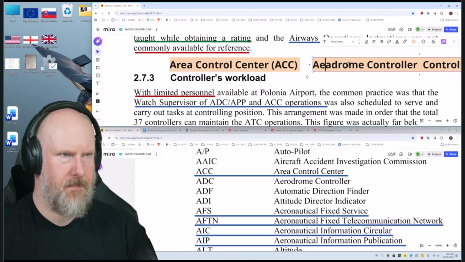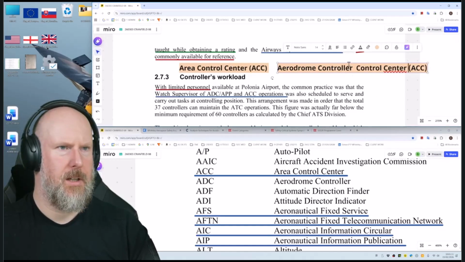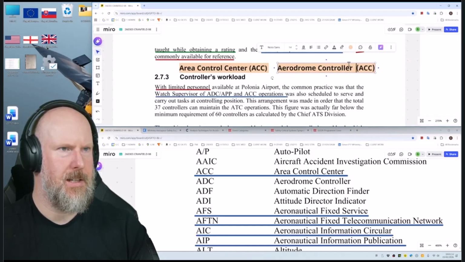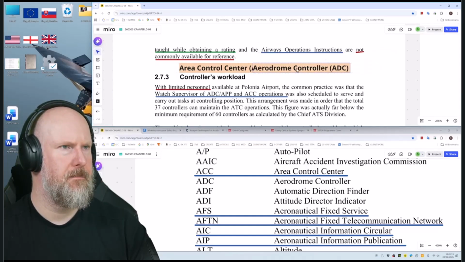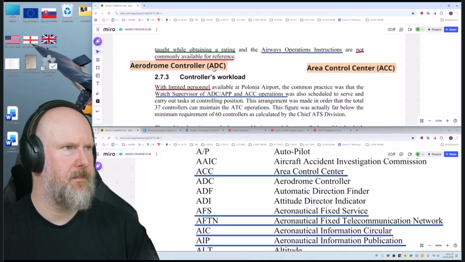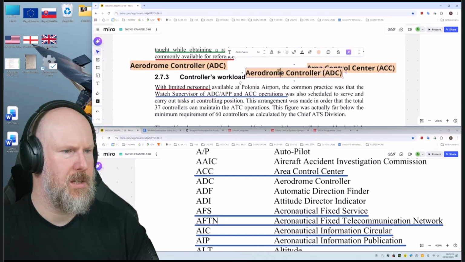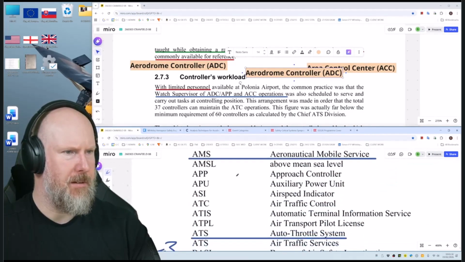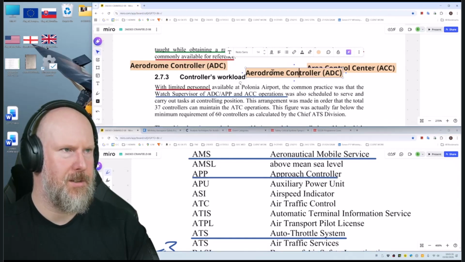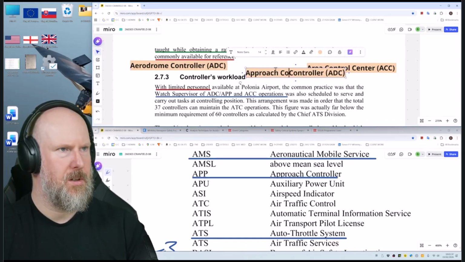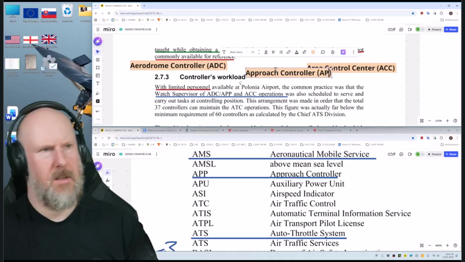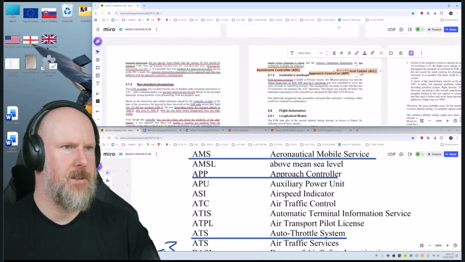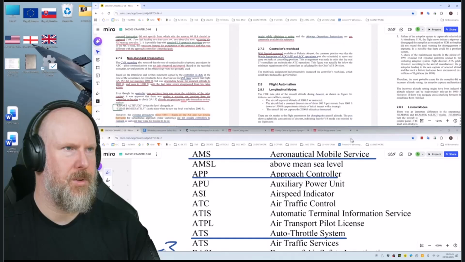Aerodrome Controller. So that's ADC. So I'll put that over there. And then we've got APP, which is, there it is, approach control. Ah, right, okay, so it is approach controller APP. Okay, so let's just take these, put them down here.